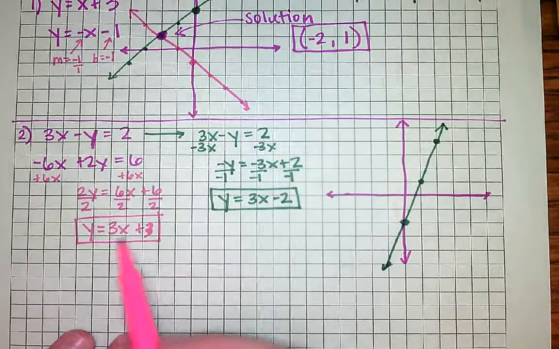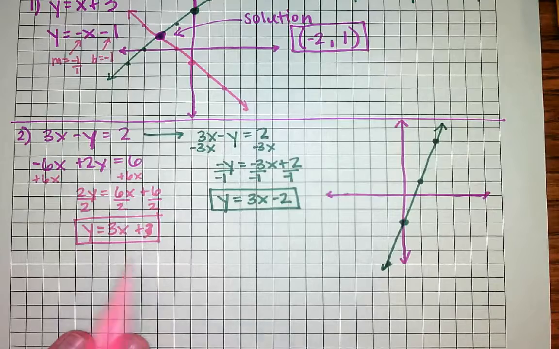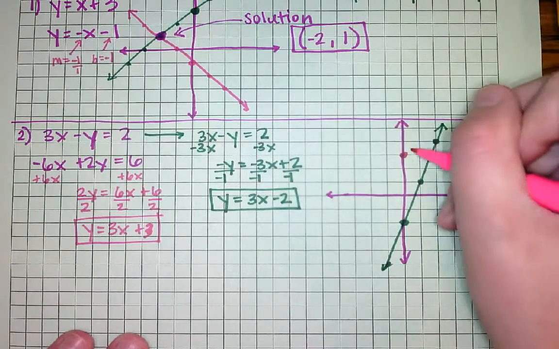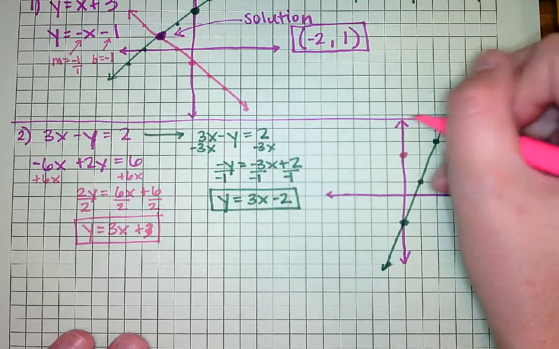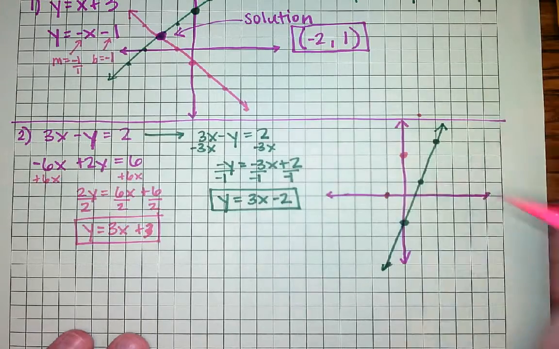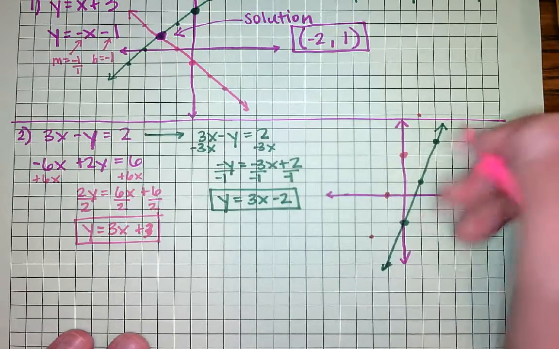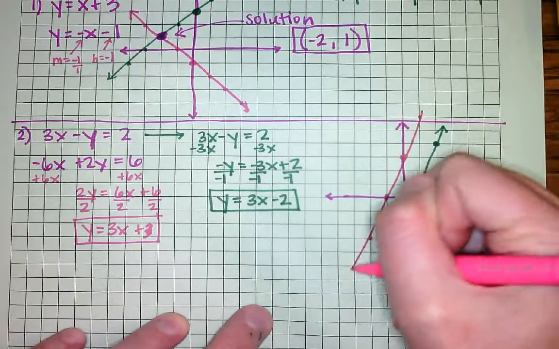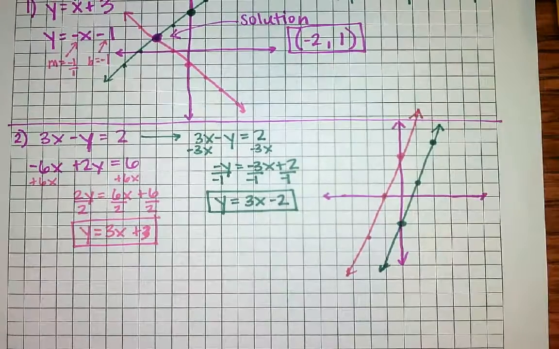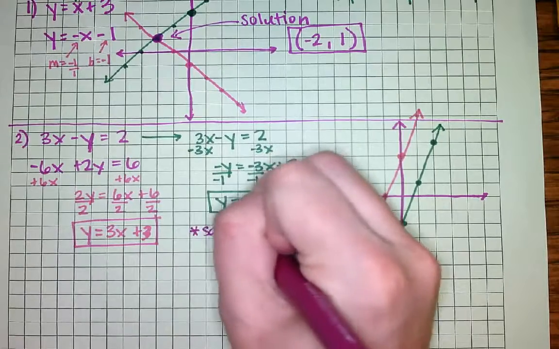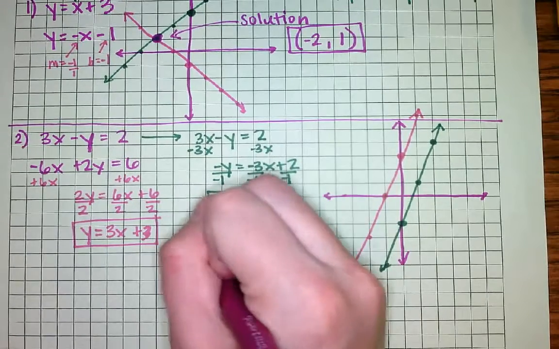And then here we had 3x plus 3. So I'm going to start on positive 3. And then I guess I could go up 3 over 1. I'm also going to go down 3, left 1. What do we notice about these two lines? They're parallel. So guys, these lines are parallel. They have the exact same slope. And they are parallel lines.